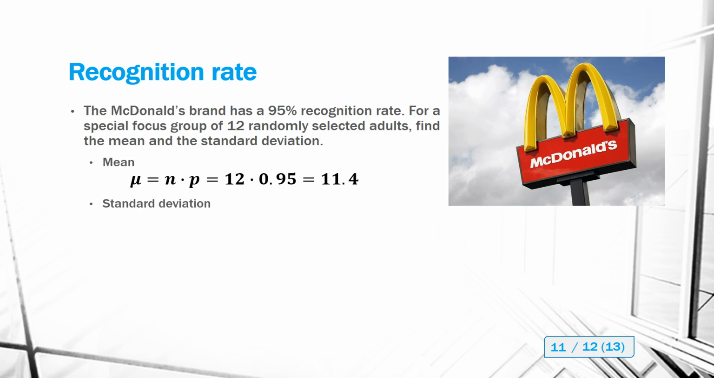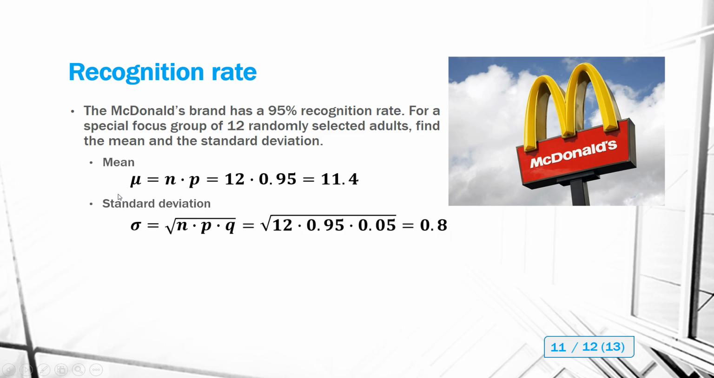Standard deviation then becomes really easy to calculate. Here's our equation for calculating standard deviation. We can take the number of trials times the probability of success times the probability of failure. Remember, probability of success and failure have to add together to be 1. So if the probability of success is 95%, the probability of failure will be 5%, which is 1 minus 95%. Punch all this out in your calculator and you get 0.8. Notice that if you take 11.4, multiply it by 0.05, and then take the square root, you'll also get the same number, 0.8.